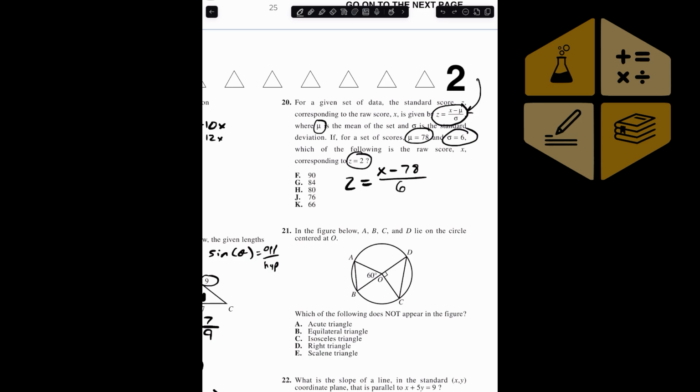But by wrapping it up in this longer question with difficult looking variables, much fewer students are going to be able to solve this question. But I don't want that to be you. So let's go ahead and solve for x. The first thing we've got to do is get rid of this 6 in the denominator. Multiply both sides by 6. We're going to get that 12 equals, these cancel, x minus 78. Add 78 to both sides. 12 plus 78 is 90. So 90 equals x. And that's how I know that number 20 is F.